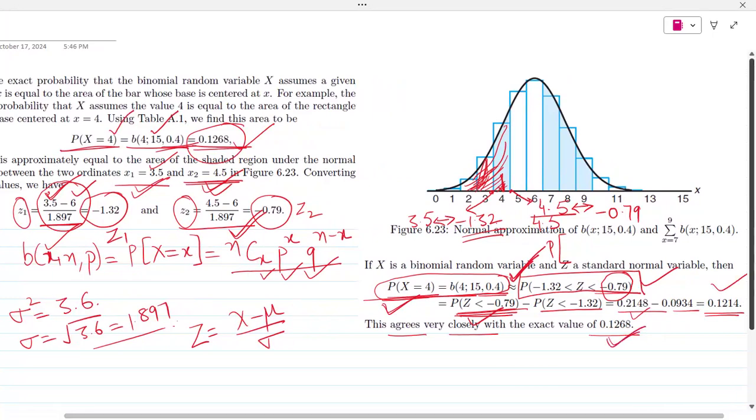So here we have calculated the probability that x equal to 4 one time by the binomial distribution, which is the exact value of the probability. And we have calculated the same probability by the normal distribution, but that is not exactly equal to this. It is approximately equal to this value.